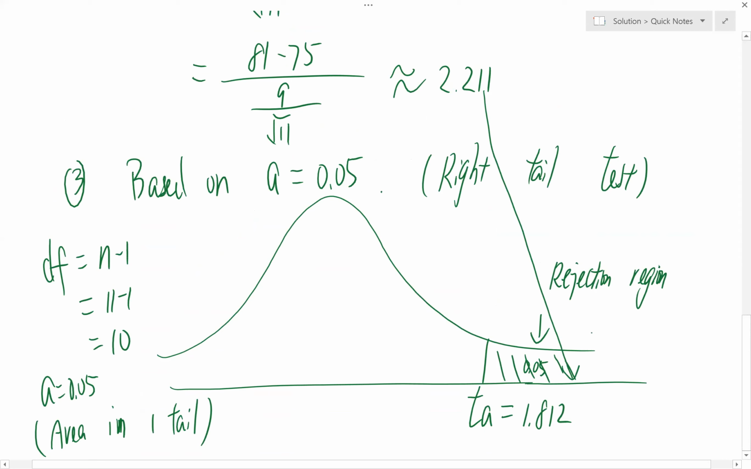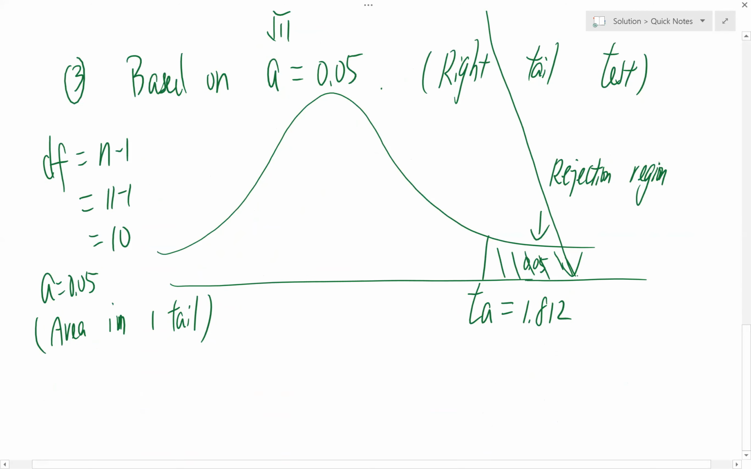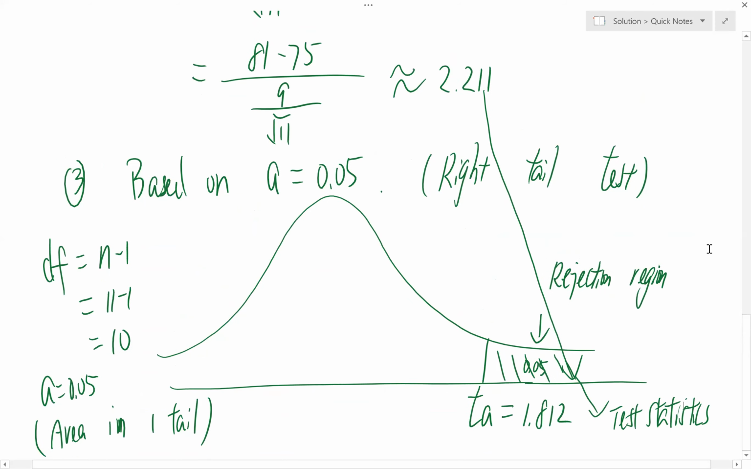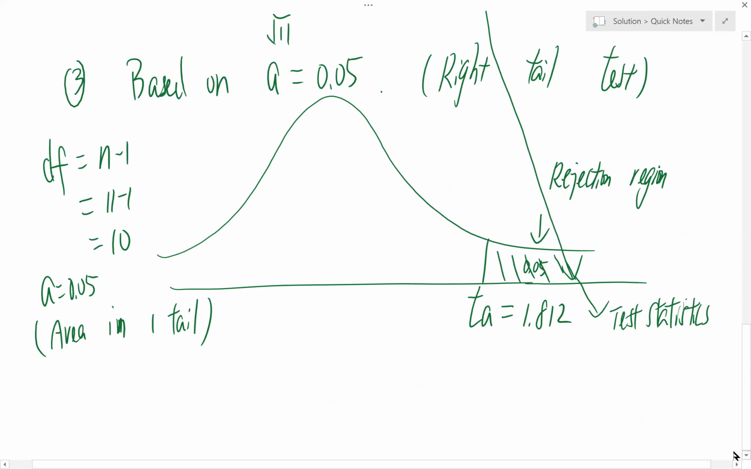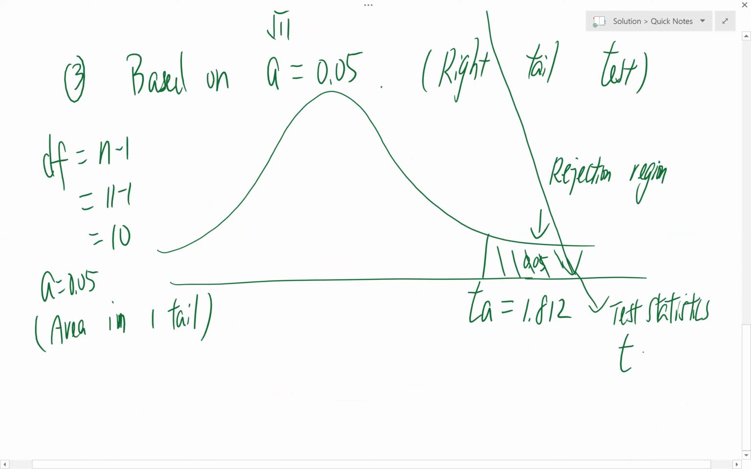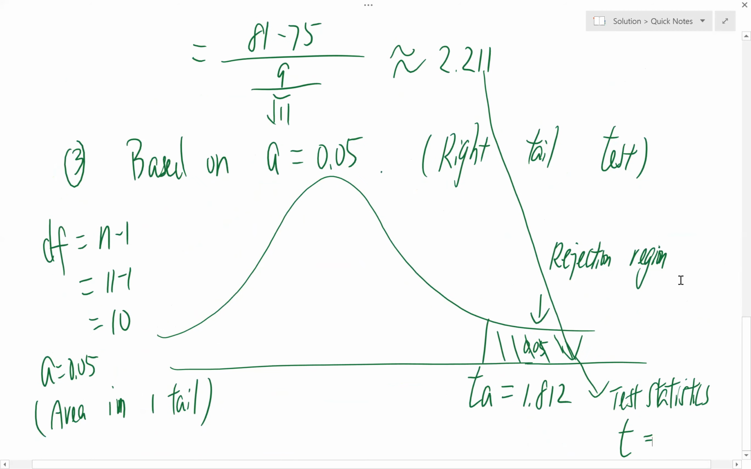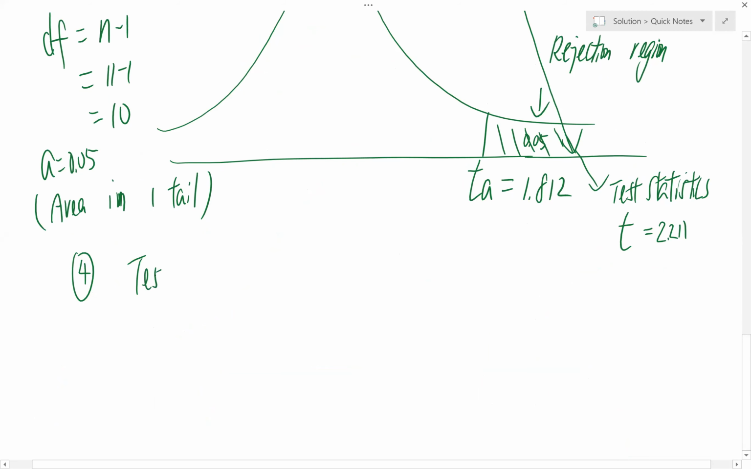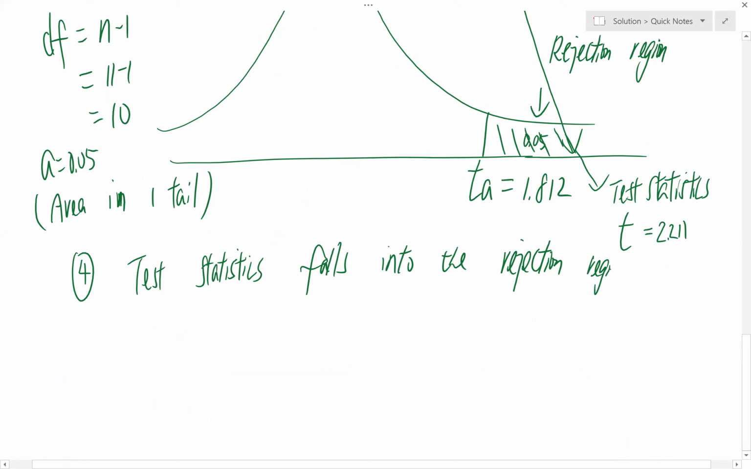Since this number, 2.211, is bigger than the critical t-score, the test statistic falls into the rejection region. So that leads us to the conclusion: reject H0, meaning H0 is not true. There is enough evidence to prove that H0 is not true.